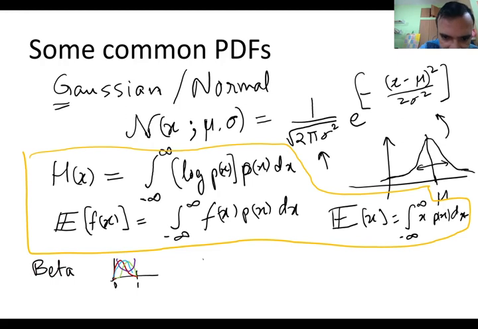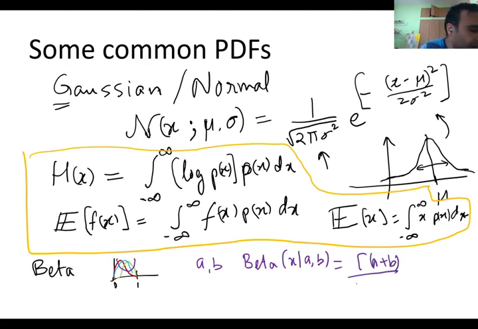You need two parameters A and B. Okay. And basically your beta distribution of x given A, B is defined by gamma function of A plus B divided by gamma of A, gamma of B, okay, x to the power A minus 1, 1 minus x to the power B minus 1.